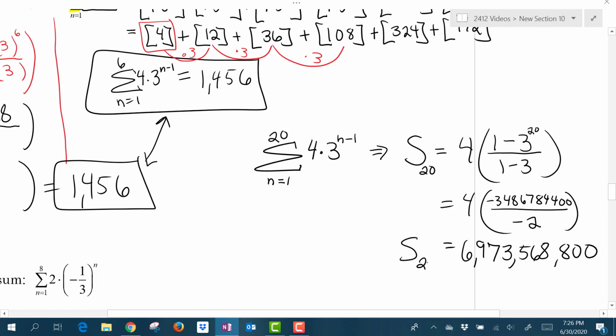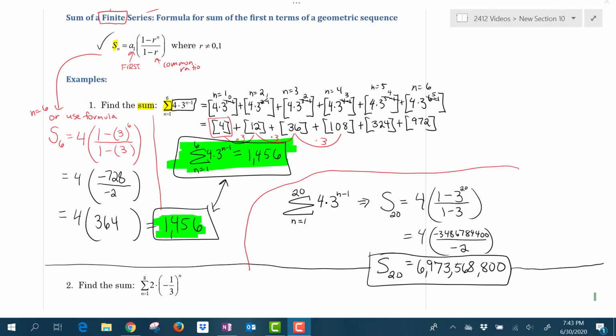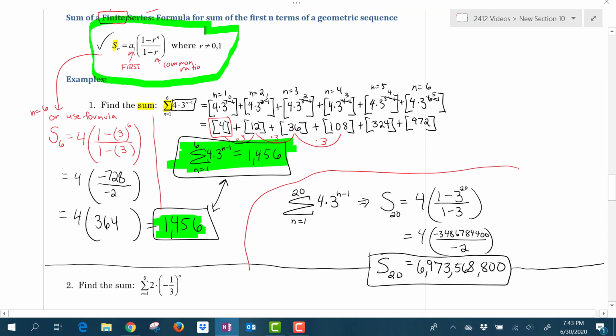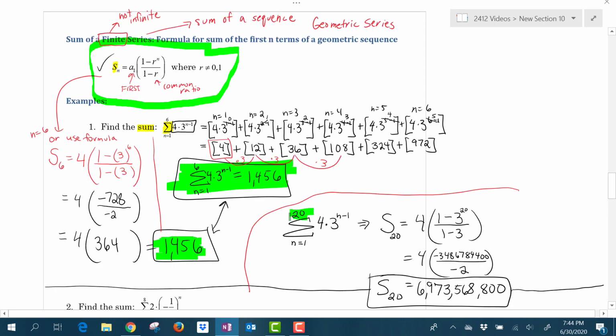So the sum of the first 20 terms of the sequence is a very large number, so it's over 6 billion. So if you're working with a geometric sequence, you can always use this formula to calculate the sum of a finite number of terms. And it becomes especially helpful when the number of terms gets very large.